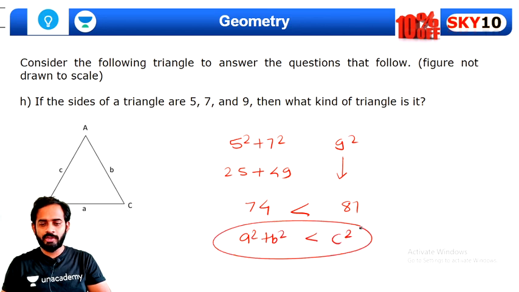So this will be true for which triangle? This is true for obtuse angle triangle. So this triangle is obtuse angle triangle, right? I hope there is no doubt, guys.